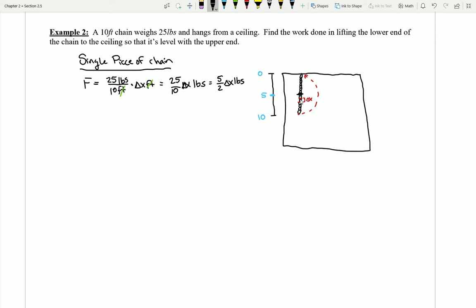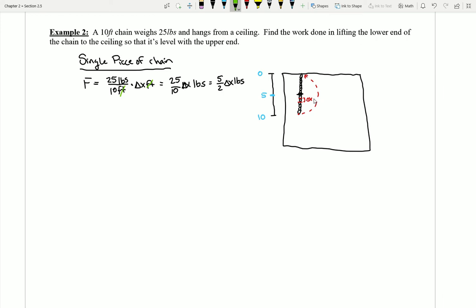But this is how much that little piece of cable weighs, so that's how much effort I'm going to have to exert on it in order to get it to move. Now I need to figure out where this piece of chain actually needs to move, and so I'll use a different color here. I know that the bottom of the chain needs to move all the way to the top, right? So this bottom section of chain actually has to move the full 10 feet. But does this piece of chain have to move 10 feet?